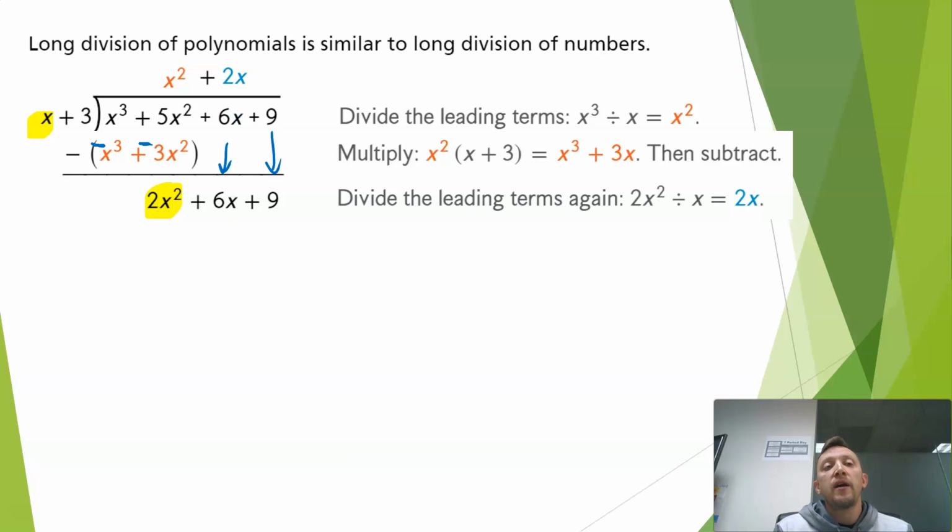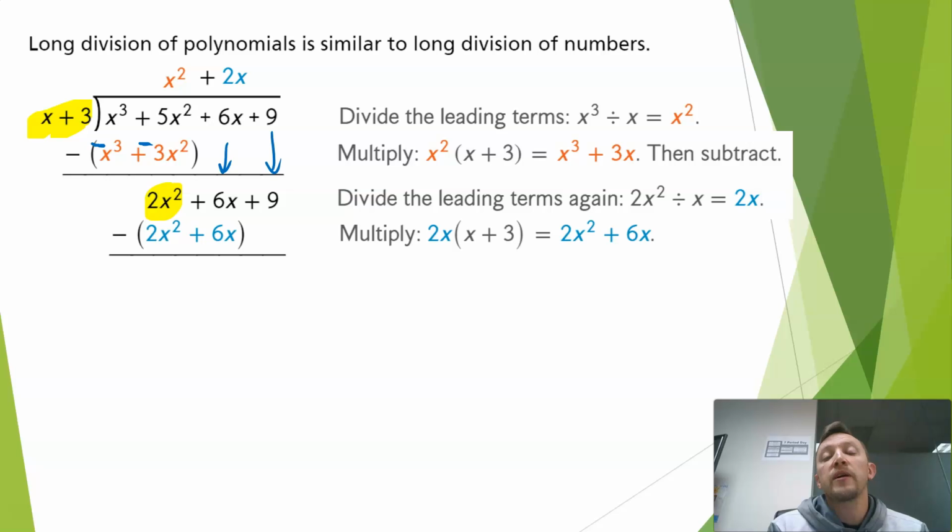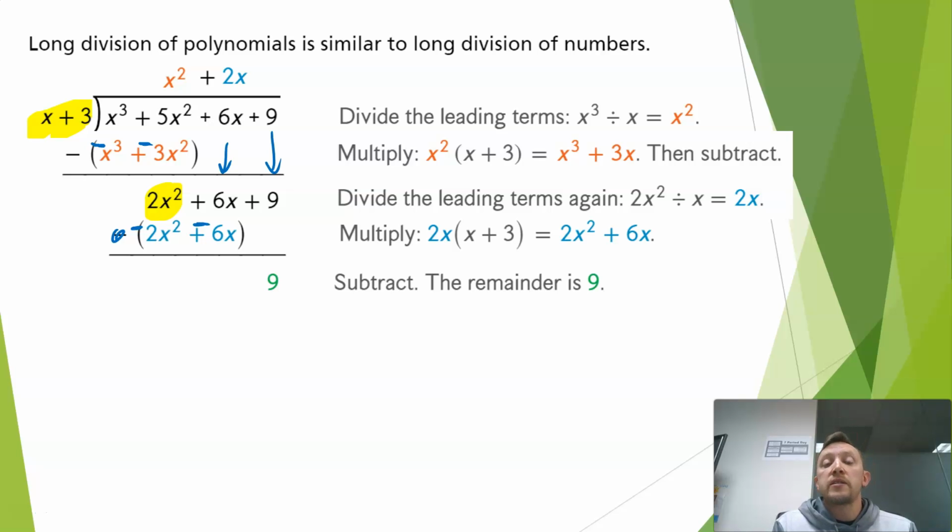So now we would multiply 2x times both the x and the 3. So again, we multiply all of that by 2x, and when you do that, we get 2x squared plus 6x. Now we're going to subtract. Again, I like to distribute that through, so I would write this as minus 2x squared minus 6x. We always subtract. So 2x squared minus 2x squared is 0, and 6x minus 6x is also 0. That leaves us with 9, so our remainder is going to be 9, because there's nothing that I would multiply x by to get 9.